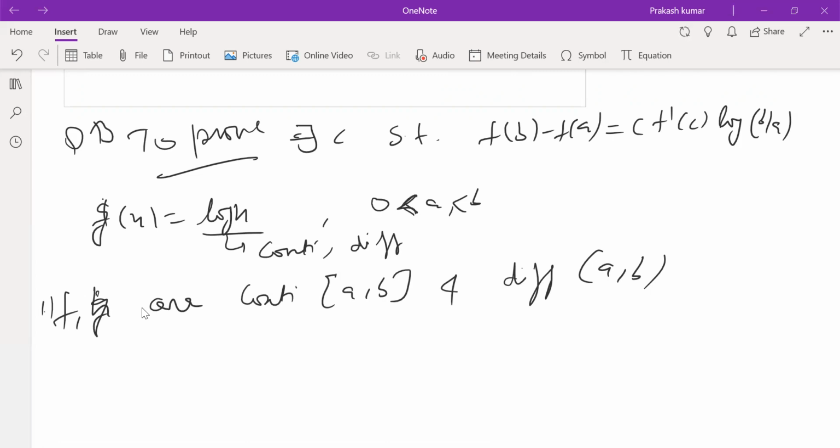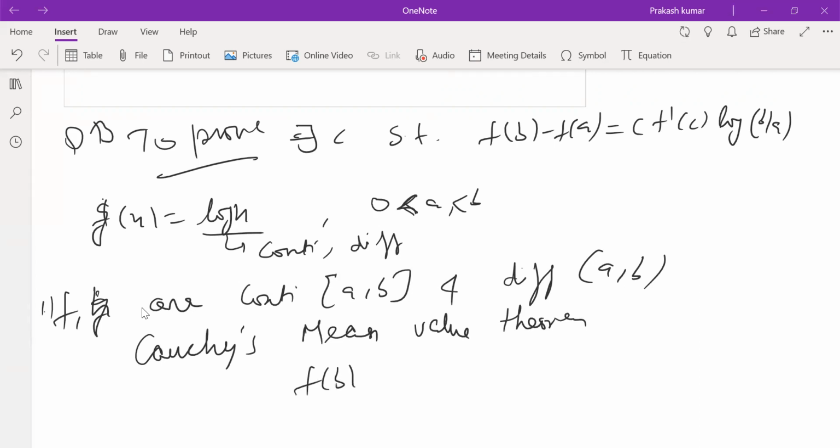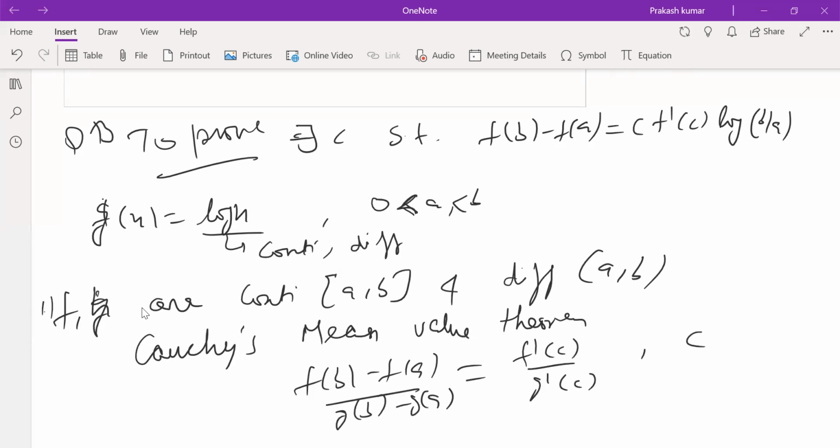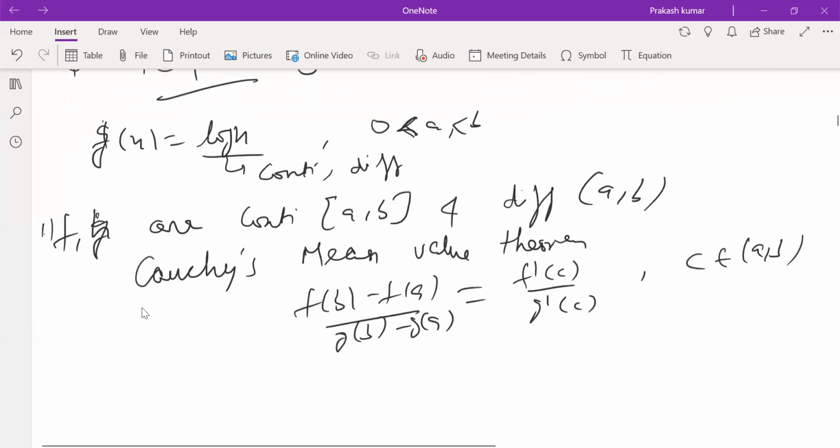And also, if we use Cauchy's mean value theorem, then (f(b) minus f(a)) upon (g(b) minus g(a)) is equal to f'(c) upon g'(c) for some c belonging to (a, b), right? For some c belonging to (a, b).